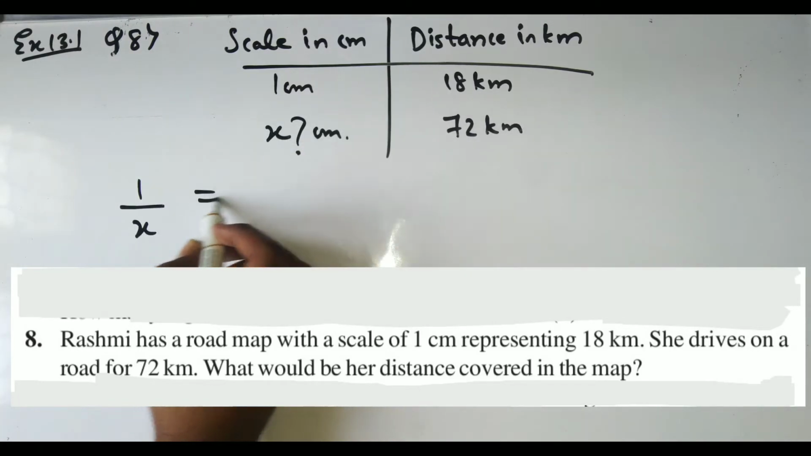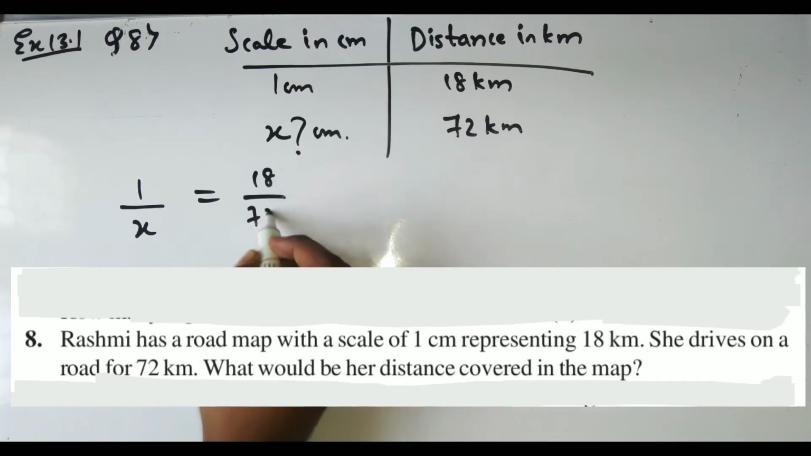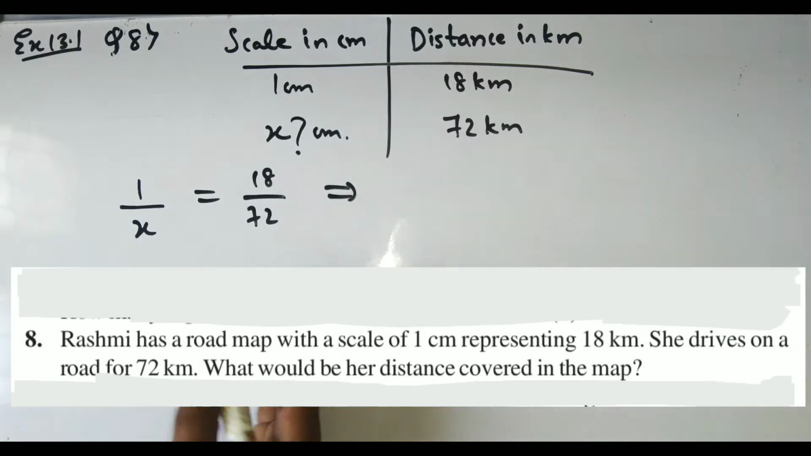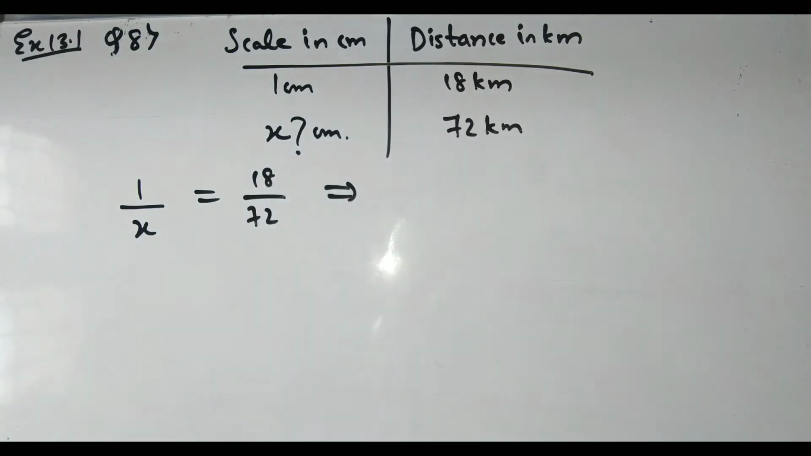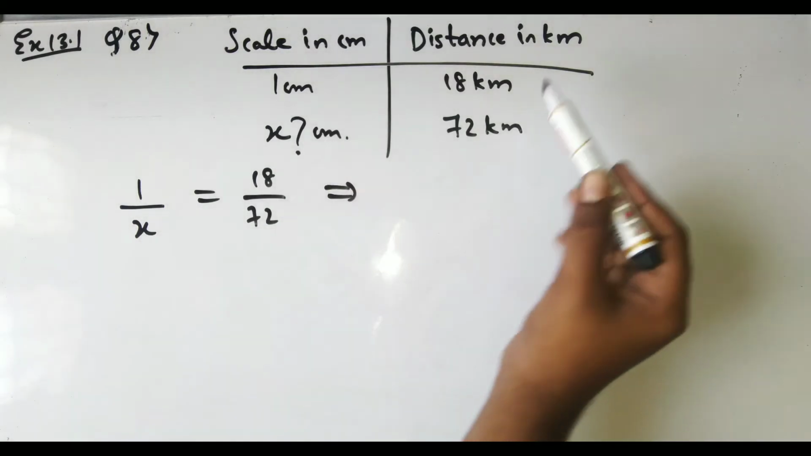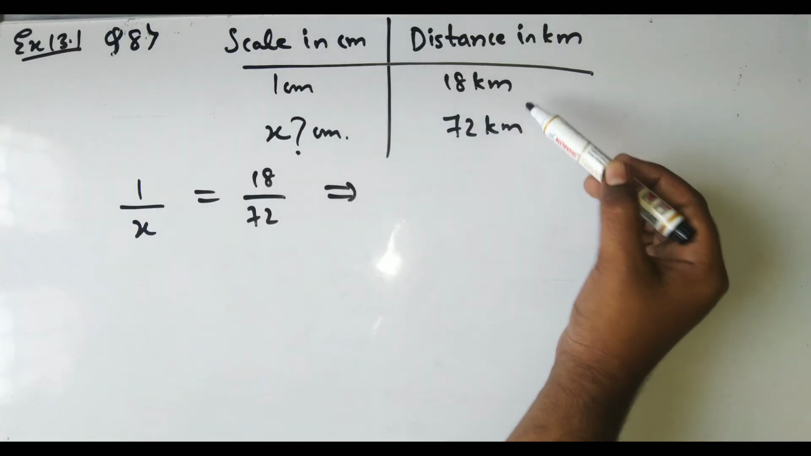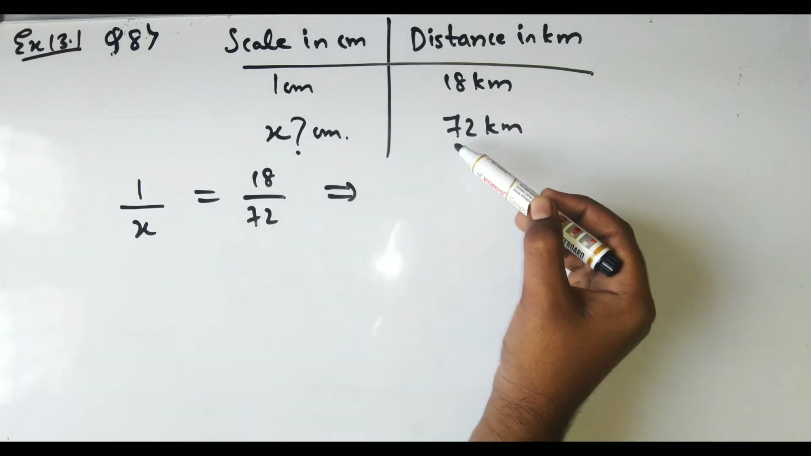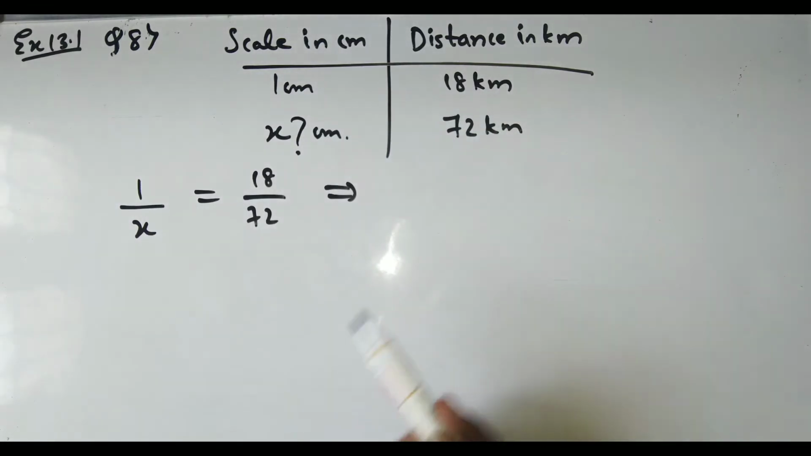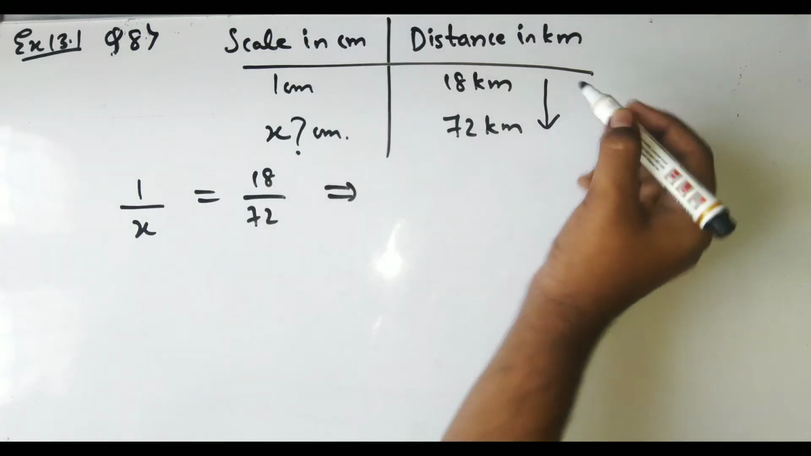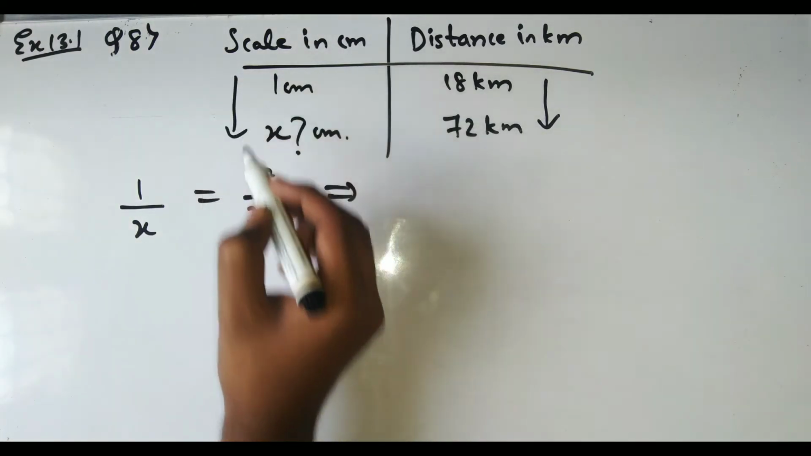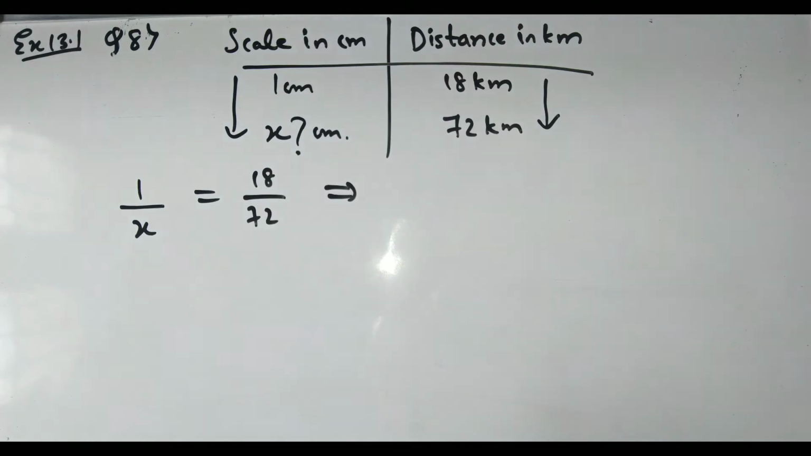So x is equal to 18 by 72, which implies, why am I writing in this form? Because it is in direct proportion. Why it is in direct proportion? Because of the reason that, see, for 18 kilometer it is 1 centimeter. It would be for 72 kilometer, it would be increasing only. So here the quantity, distance is increasing and even the scale will increase. So both the quantities are increasing. So therefore it is in direct proportion.